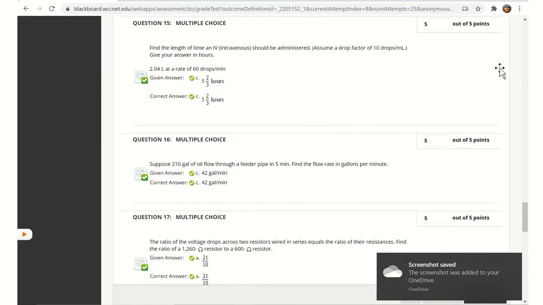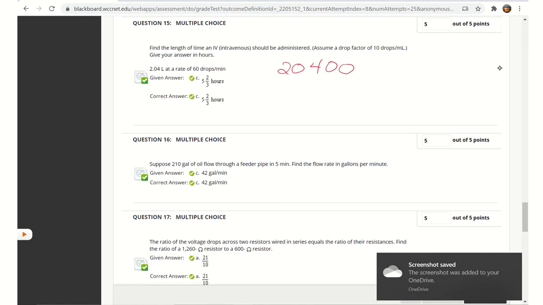Here's another problem very similar to that. 2.04 liters, 10 drops per milliliter. We've got to multiply that times 1,000 to get the volume into milliliters. So if we move the decimal place 3 times, that's going to be 2040. Now we've got to multiply that again times 10 to find out how many drops. We add one more zero.